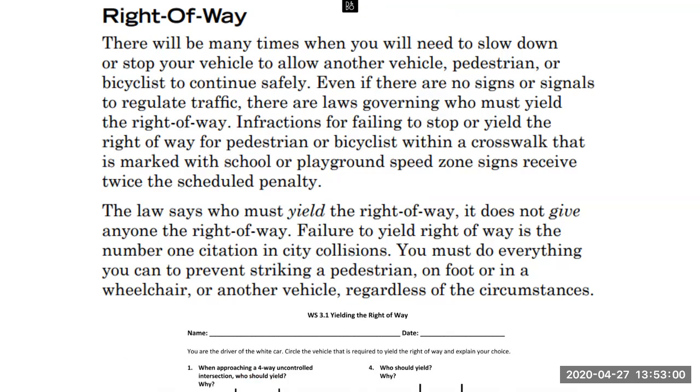And then right of way, right? This is what is in your driver's guide: it says who must yield the right of way. It does not give you the right of way. Okay, failure to yield is the number one citation in a city collision.